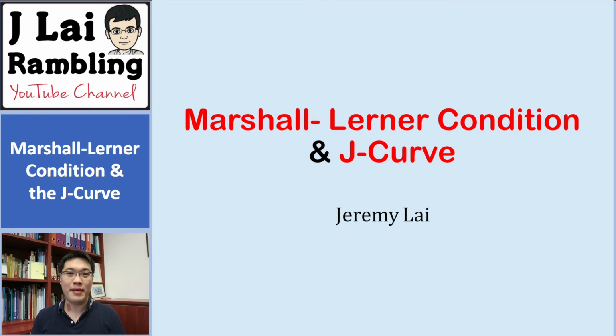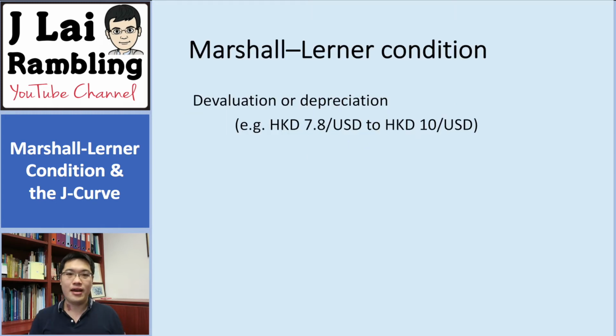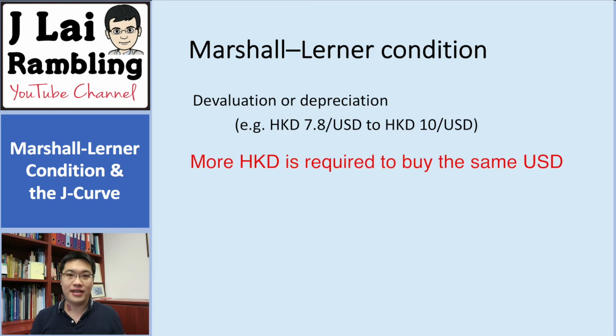I'm going to be talking about the Marshall-Lerner condition and the J-curve, okay? So here we go. When we're looking at devaluation or depreciation, we're looking at the fall in the value of the currency. Just like we have here in Hong Kong, it's around 7.8 Hong Kong dollars per USD. If it depreciates, let's say to 10 Hong Kong dollars to USD, then the value of the currency has gone down.